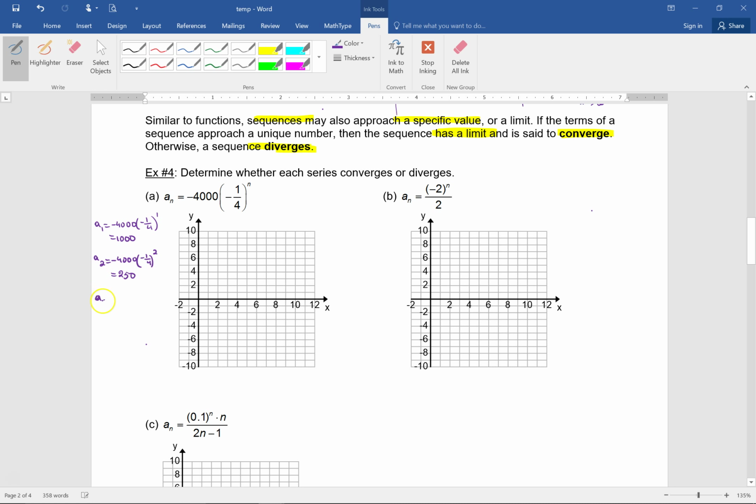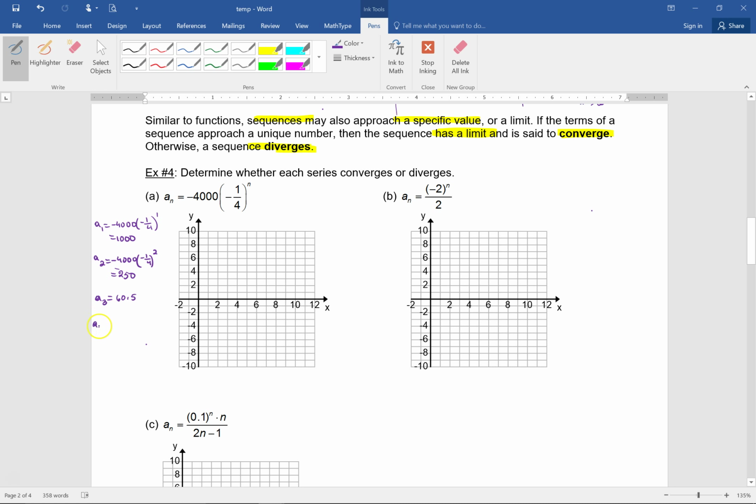Now, is A3 going to be a positive or a negative number? Positive, right? Because this exponent is going to be odd, so it's going to be negative times negative. It's going to be positive 60.5. No, it's negative 250. Oh, no, sorry. This is negative, but this is positive. So it'll be positive, negative, positive.